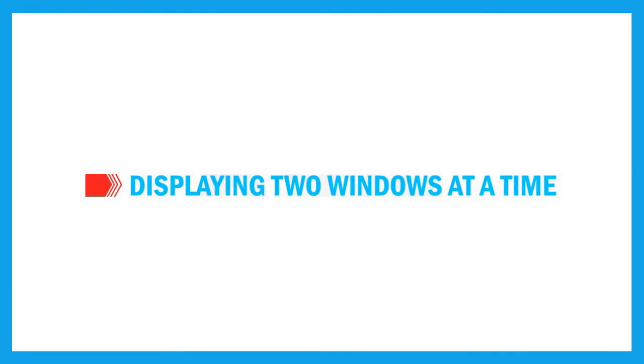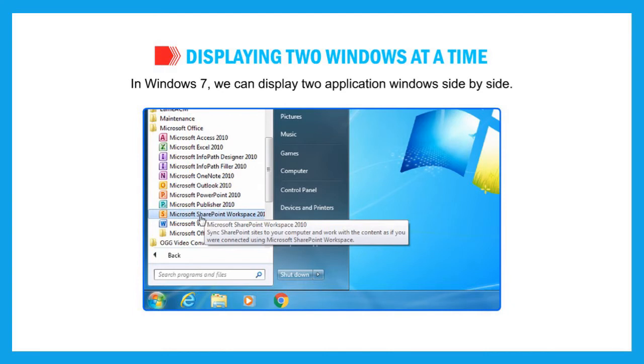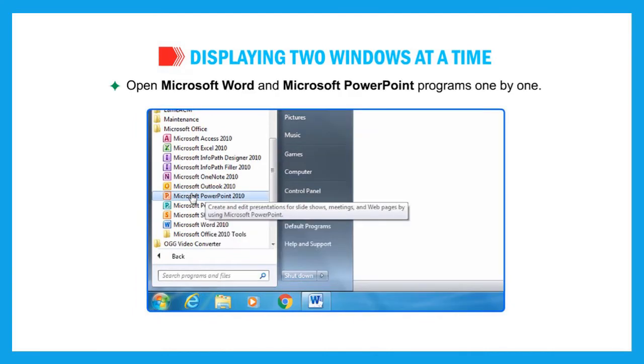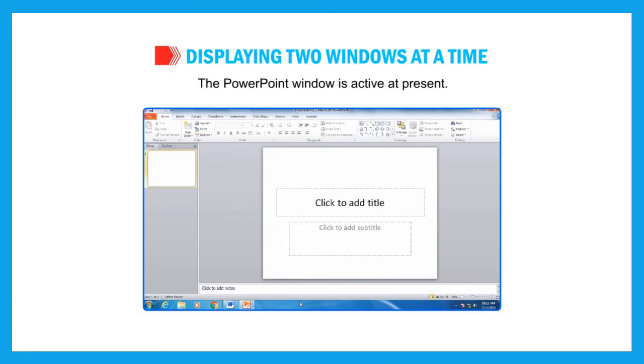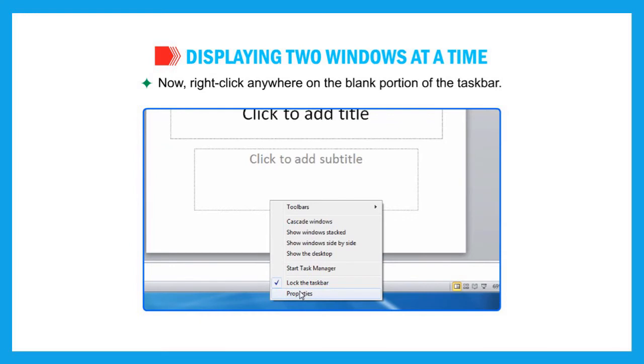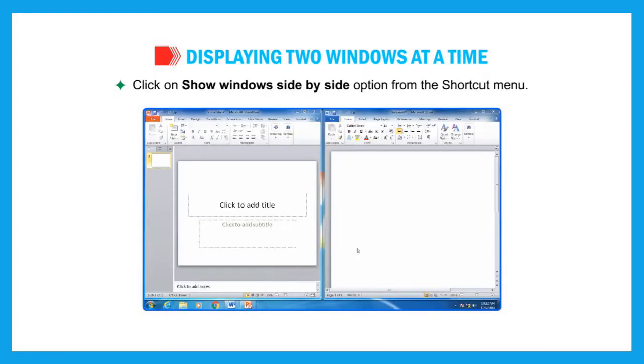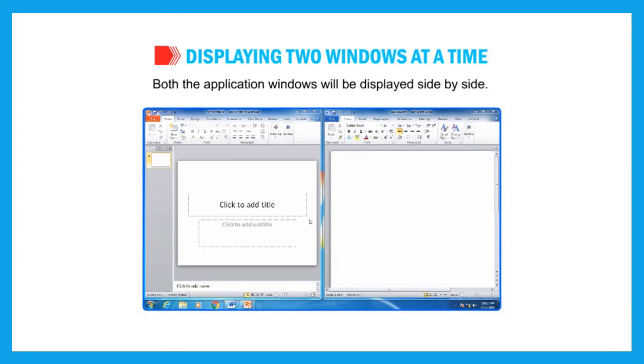Now, let's learn displaying two windows at a time. In Windows 7, we can display two application windows side by side. Open Microsoft Word and Microsoft PowerPoint programs one by one. The PowerPoint window is active at present. Now, right-click anywhere on the blank portion of the taskbar. Click on the Show Windows Side by Side option from the shortcut menu. Both the application windows will be displayed side by side.